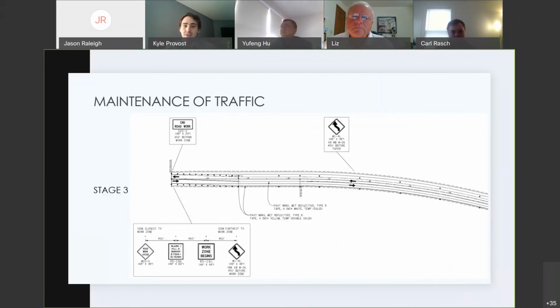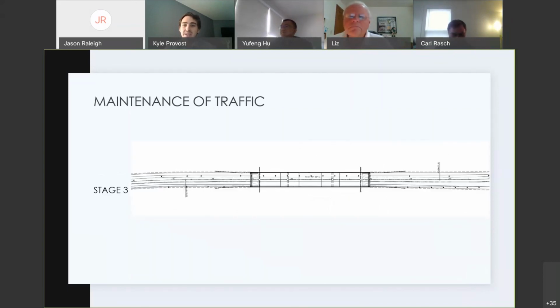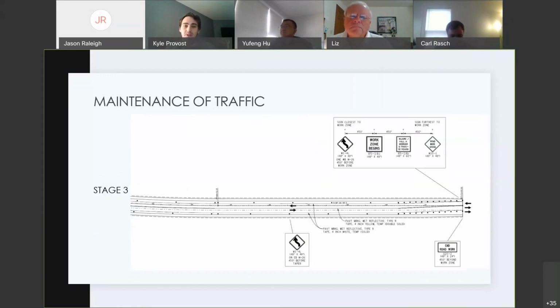Stage 3 is the final stage of MOT and is needed for the removal of the existing bridge and pavement. Two-way traffic will be maintained on the new roadway, but will be offset 6 feet to ensure work zone safety while removal is completed. Temporary pavement markings and barrels along the north end of the new roadway will provide direction through the work zone. Ethan will now continue with permanent signing and pavement markings.